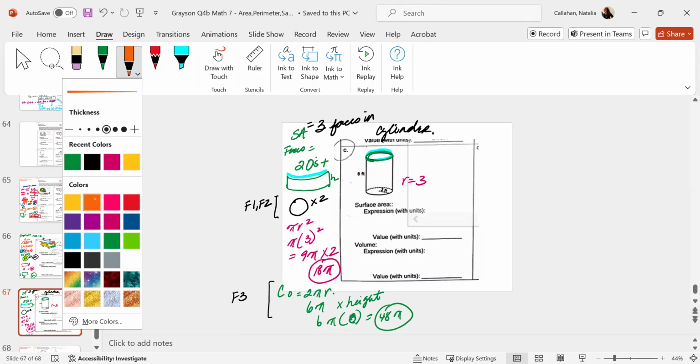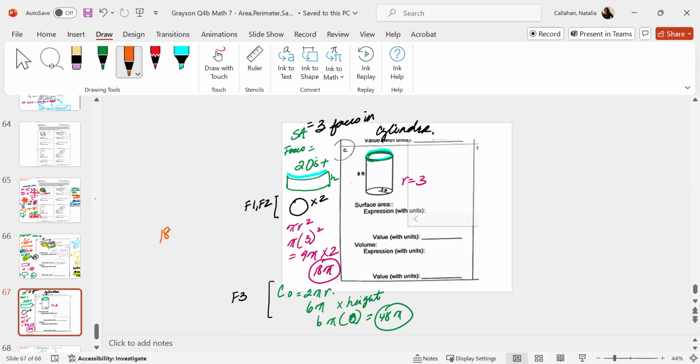You're gonna have 18 pi plus 48 pi. That's 18. It's 9 pi times 2, because the circle is 9 pi. So then when you add this together, that's 66 pi. And then what's the unit? The unit is feet. Feet squared, correct? Yeah. That's your surface area.